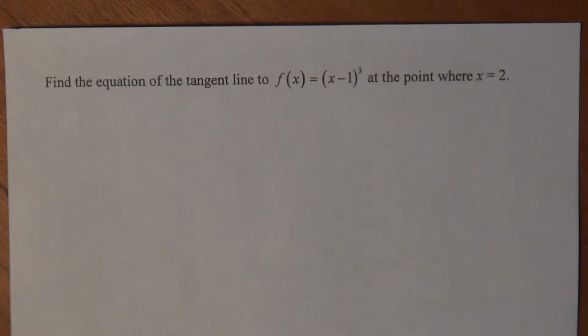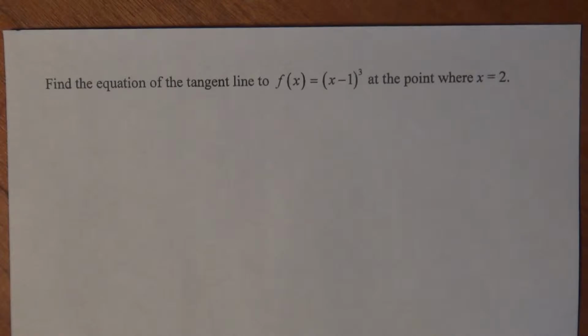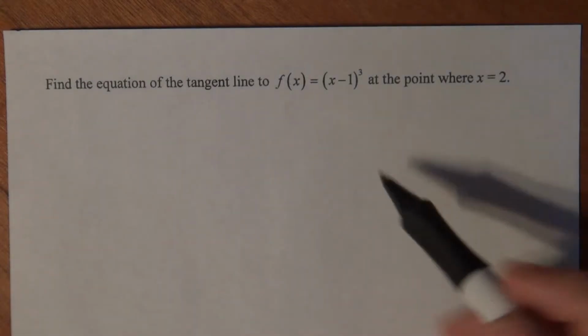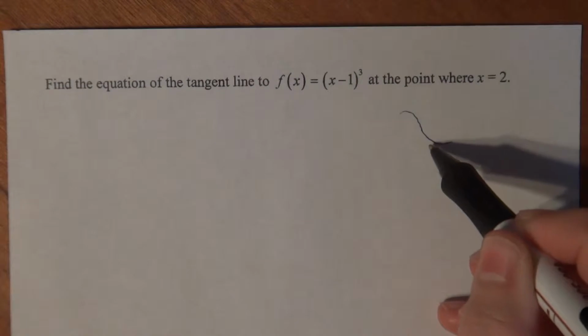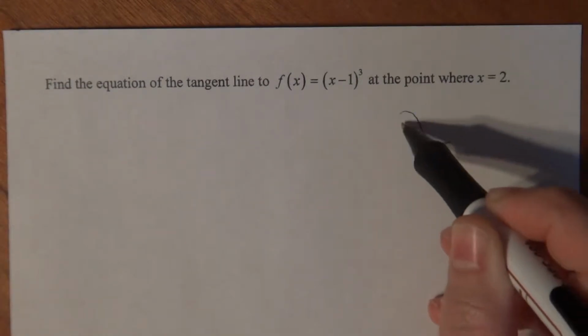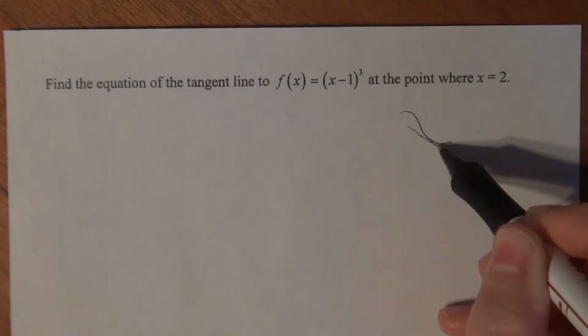This is a very popular problem with calculus classes. Find the equation of a tangent line to f of x at the point where x equals 2. So just for some random f, here we have a random f. Here's some point x. We're trying to find the equation of this line.